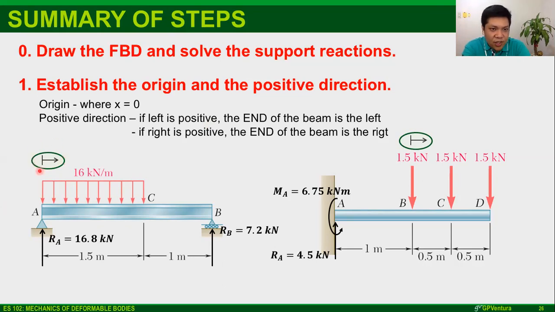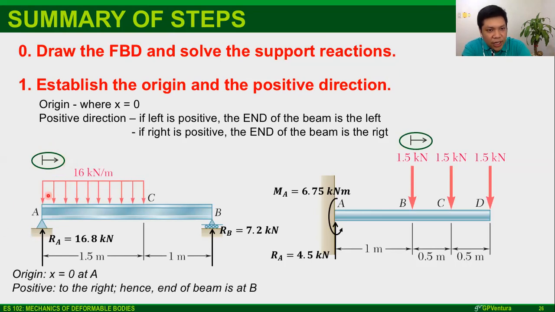So in this case, if I have a problem such as this, the origin is at x, or where x equals 0 is at A. And since my positive direction is to the right, sabi natin, if to the right, the end of the beam is the rightmost end, it's B. Are we clear with that?